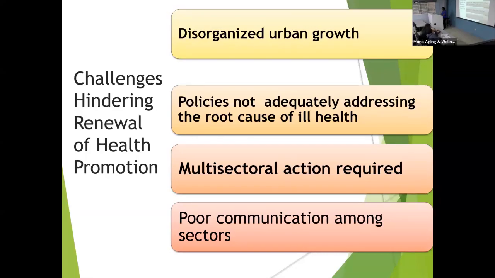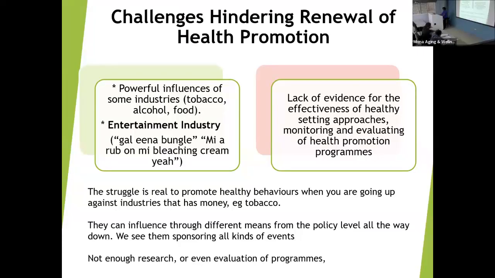And again, poor communication among sectors. Sometimes that communication that needs to be happening doesn't happen in a timely manner, and it can also trigger issues. Powerful influences of some industries, and you mentioned where the political people can come to bear: tobacco, alcohol, and food.